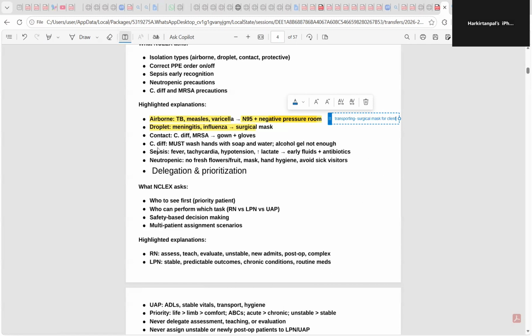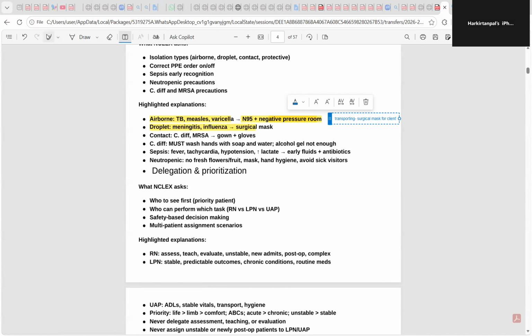If sepsis is suspected, we should monitor fever, tachycardia, and hypotension. We can also monitor the lactate level, because it can lead to lactic acidosis. Here the management is IV fluid administration to prevent shock, and to prevent infection we can administer antibiotics.